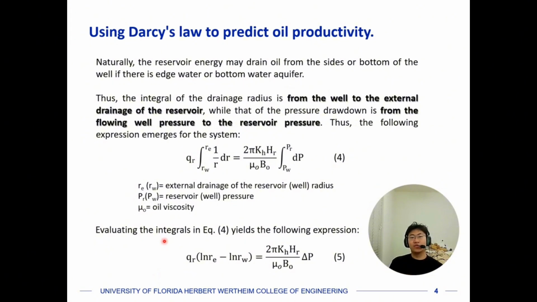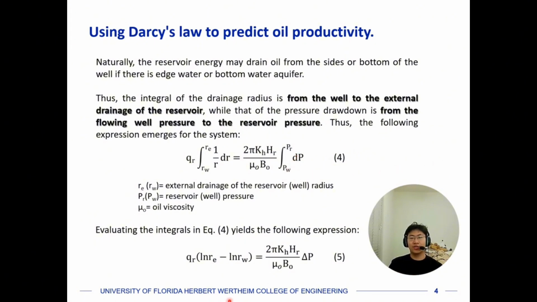And then, because the reservoir energy may drain oil from the side or the bottom of the well, if the edge water or bottom water aquifer occurs, we integrate r from r_w to r_e. It means from the well to the external drainage boundary of the reservoir. And we integrate P from P_w to P_r. It means from the flowing well pressure to the reservoir pressure, which is P_r.